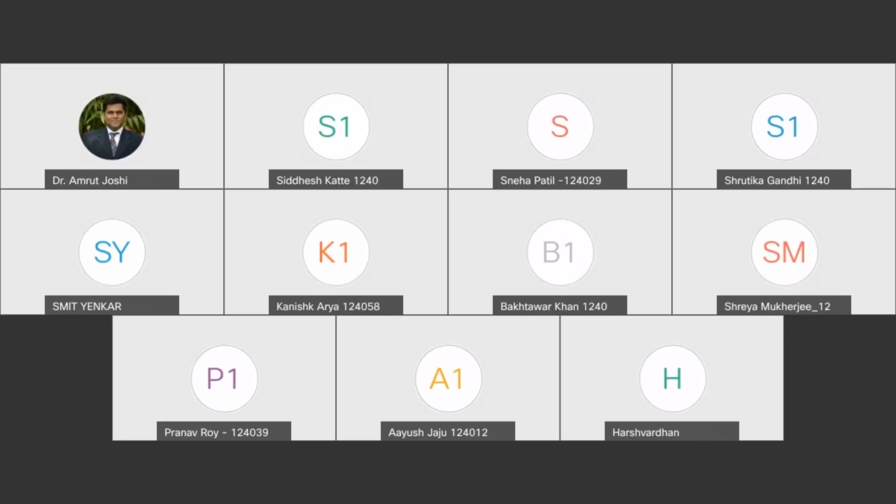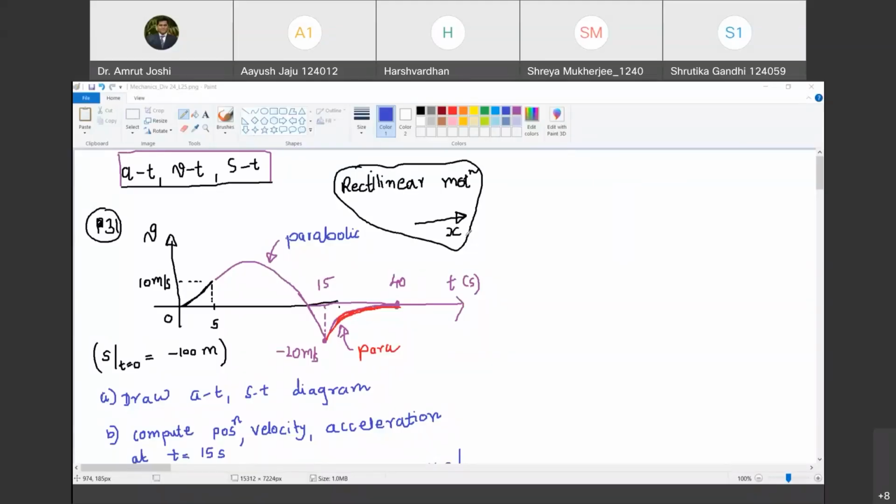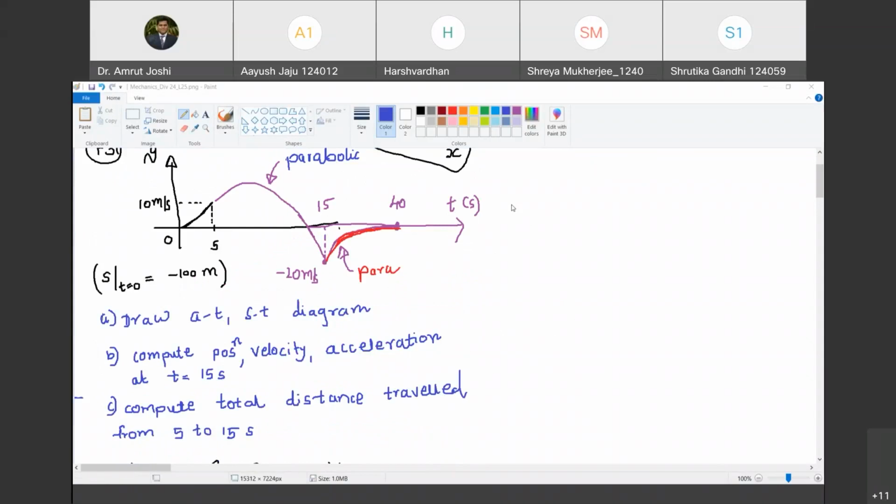So in last class, we said that we will be discussing something on AT, VT and ST diagrams. AT is acceleration versus time diagram, VT is velocity versus time diagram, and ST is position versus time diagram. Now, can you read problem number 31 for me?